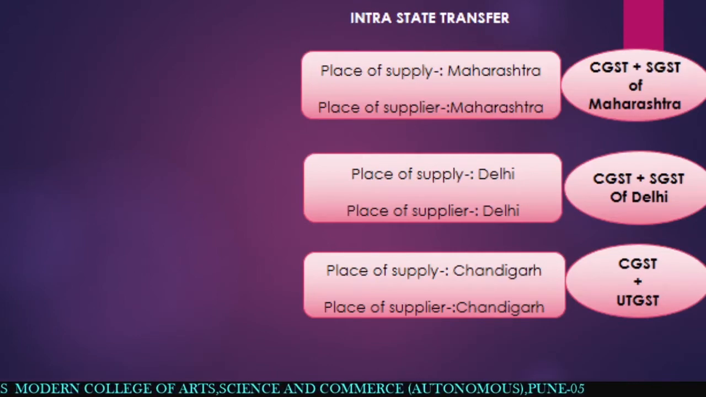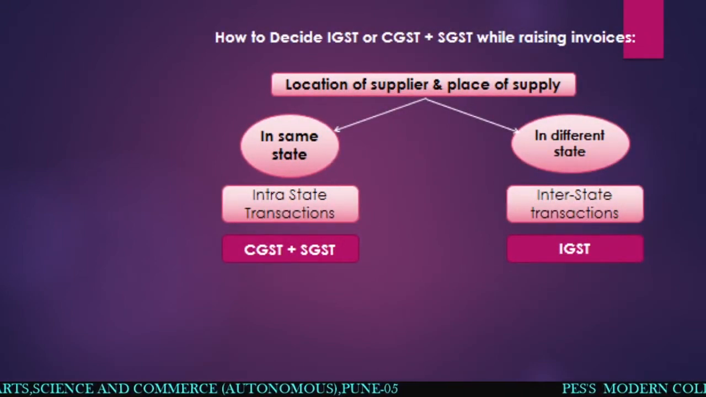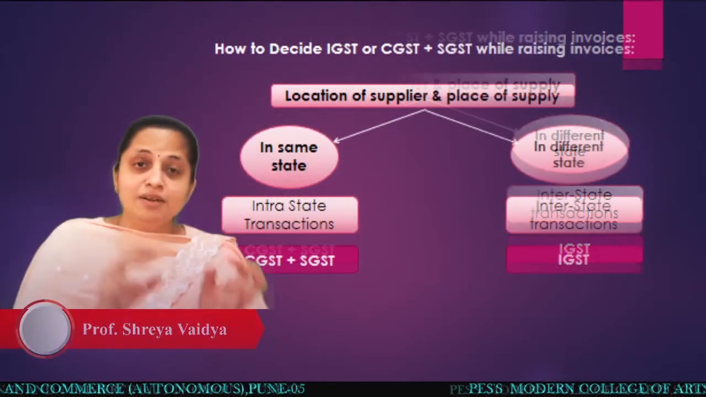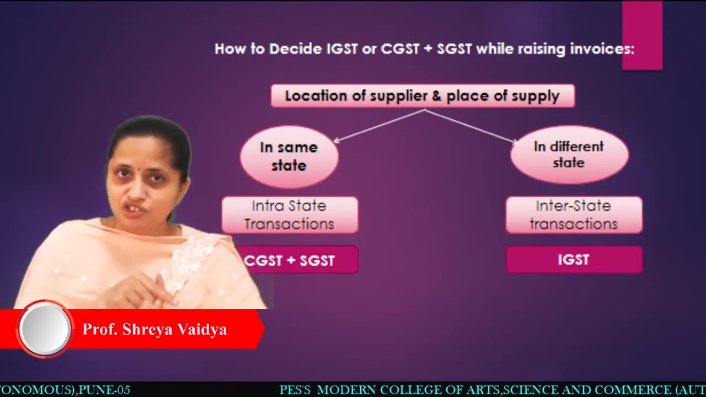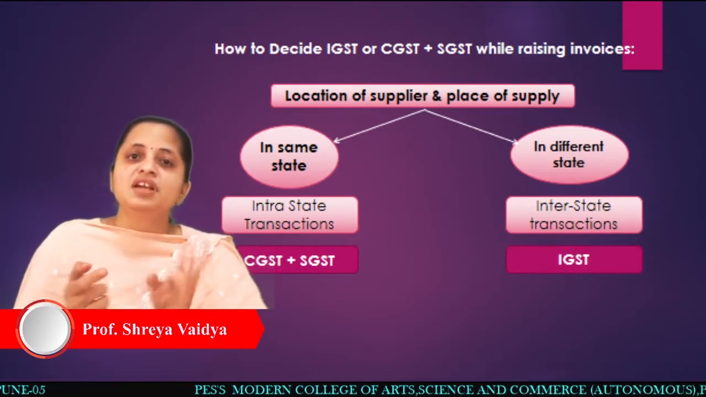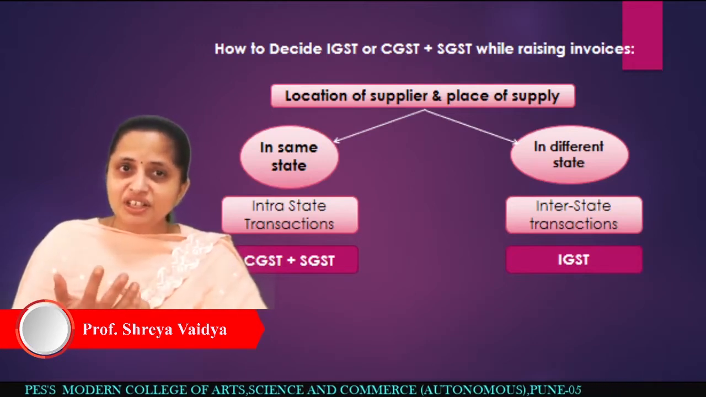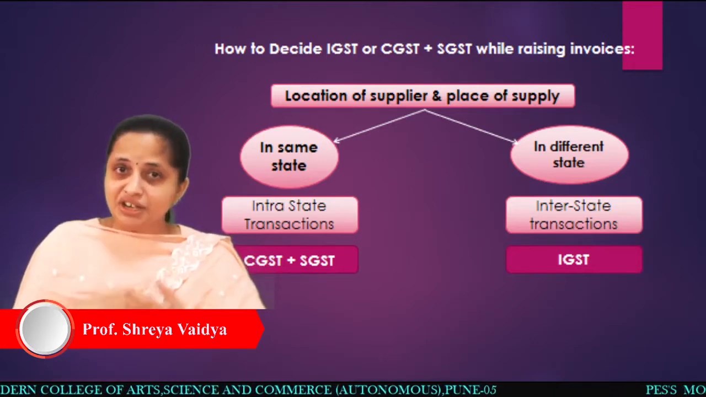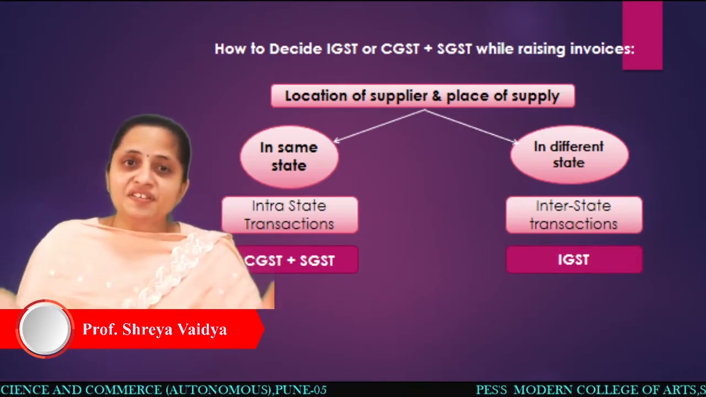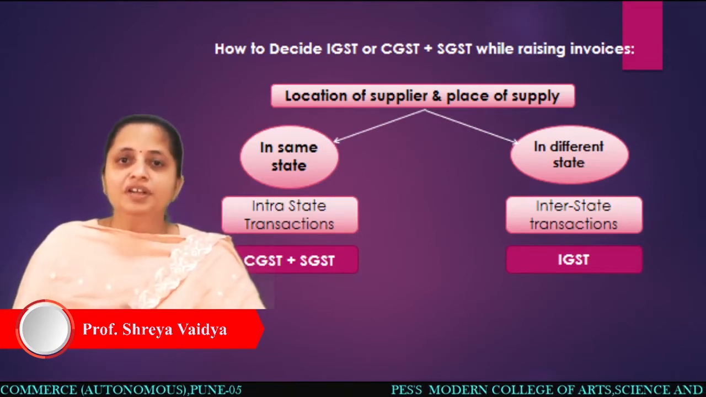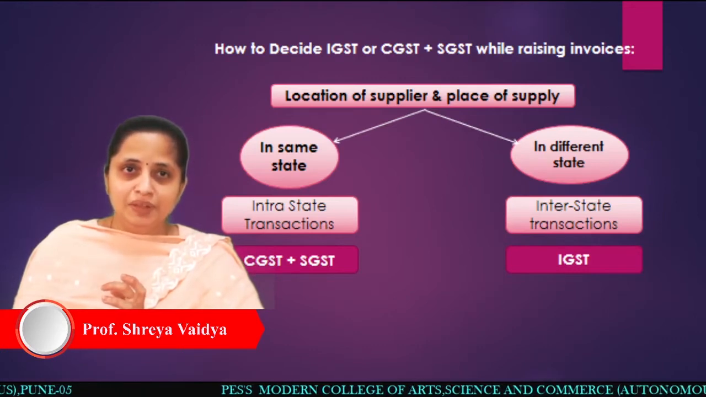Now how to decide IGST or CGST plus SGST while raising the invoice? Location of supplier and place of supply, these are the two basic determinants to decide whether you are having IGST or CGST plus SGST. Whenever the transaction is in the same state, we call it intra-state, that is CGST plus SGST. When it is in a different state, that is called interstate, we call it IGST.